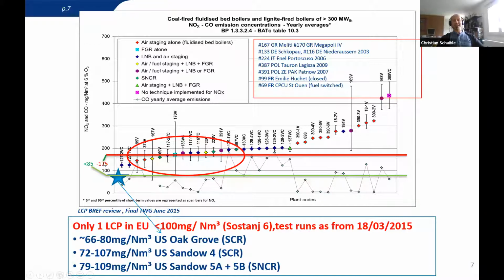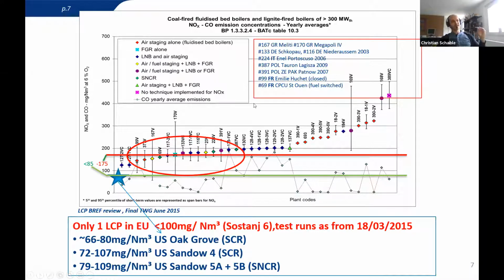Still, I can explain to you what happened. Why is it 175? It was just because Italy and France had a few plants, and it's still there, Enel Portoscuso from 2006. Okay, it's number 224. 224 is here. And they wanted to protect that plant. We said, come on, you can go to 120 with SNCR if you run it, or even run the SCR, you know, expert judgment, we should cut the range at 120.